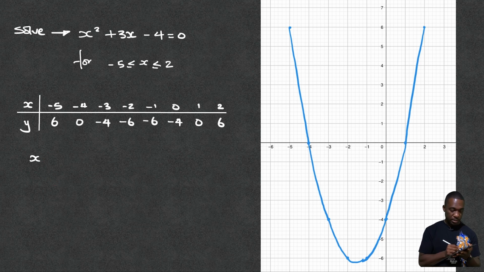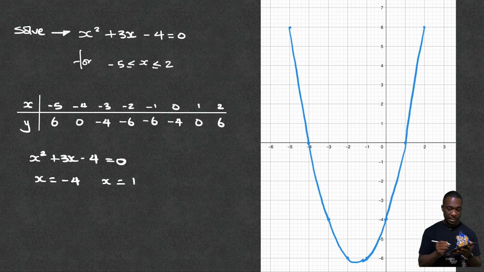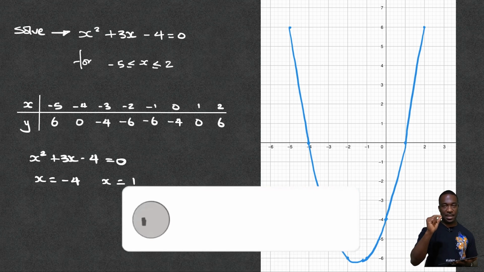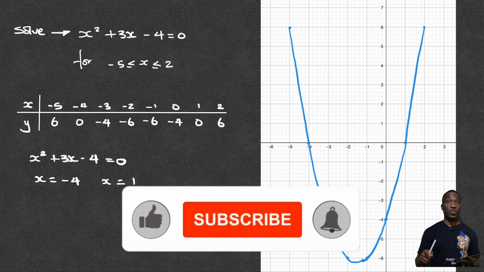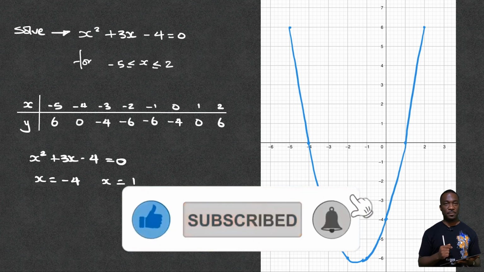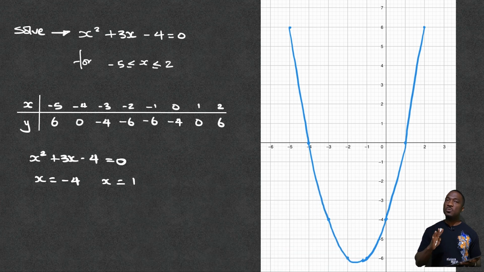So we've got x squared add 3x take away 4 is equal to 0. It means that x is equal to -4, which is just there where it cuts the x-axis, and x is equal to 1. Now, if you've watched my first video, you're going to realize that it is exactly the same answers that we got when we solved it in that video.